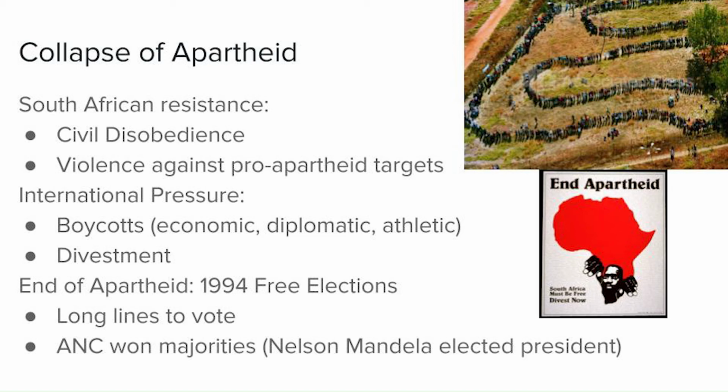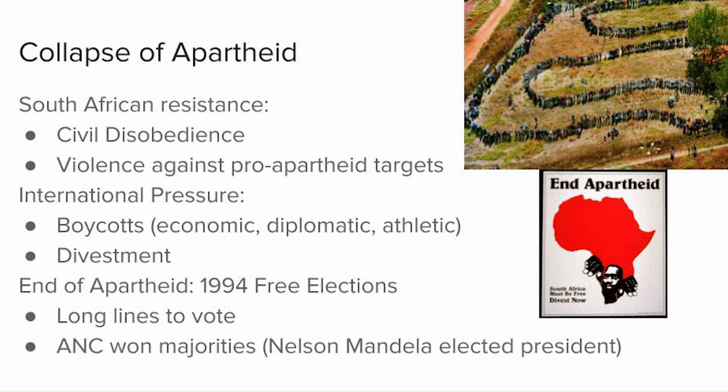Universities and businesses also divested, which is the opposite of investing. So they took their money away from South African businesses, hoping that those businesses would then pressure the government into changing its policies. And the National Party in the late 80s and early 90s saw that apartheid as it existed in their legal code could not continue.